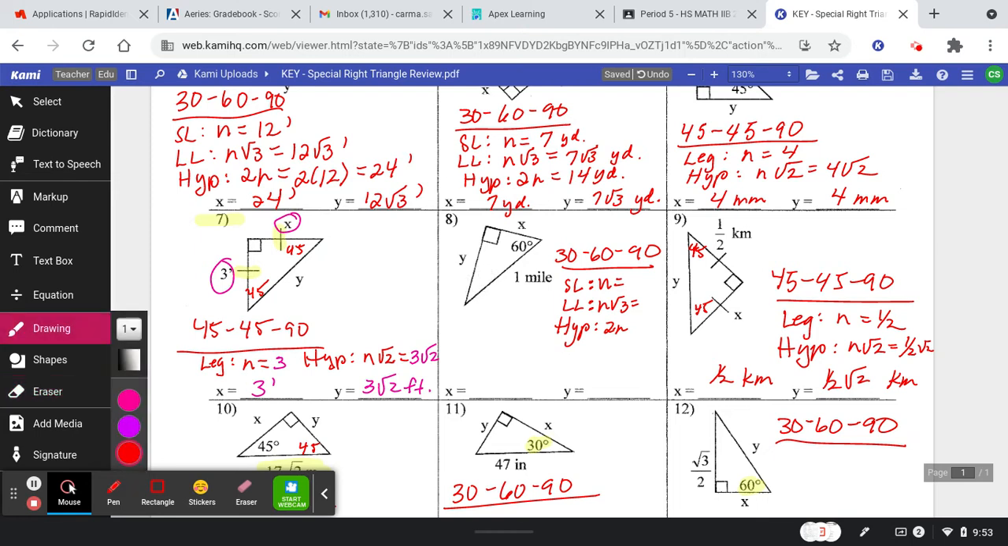Again, they gave us a hypotenuse of 1. So if they told me the hypotenuse is 1 mile, and I want to take half of that hypotenuse to find my short leg, it means my short leg is just going to be a half mile. And then that leaves me my n root 3 as half root 3 miles. Can you guys even read that? Half root 3 miles. I wrote that pretty small.